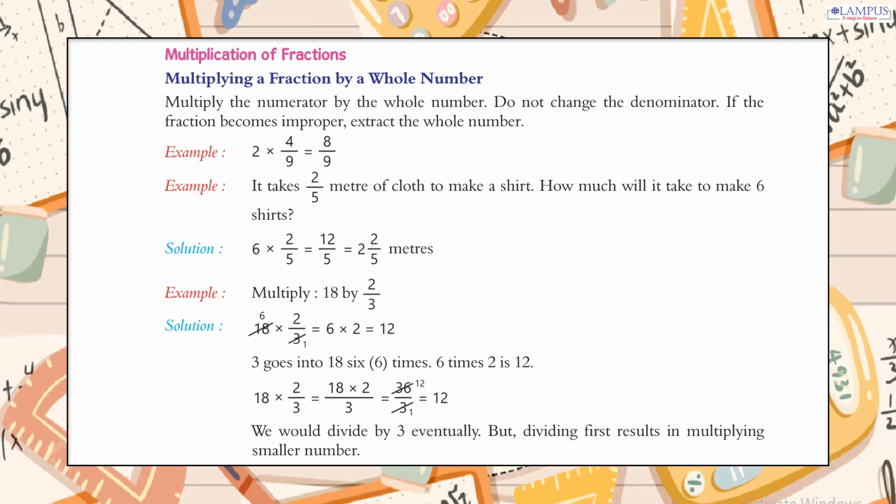Example. Multiply 18 by 2/3. Solution. 18 multiplied by 2/3. 3 goes into 18 6 times, equals 6 multiplied by 2. 6 times 2 is 12, equals 12. 18 multiplied by 2/3 equals 18 multiplied by 2 divided by 3 equals 36/3 equals 12. We would divide by 3 eventually, but dividing first results in multiplying a smaller number.